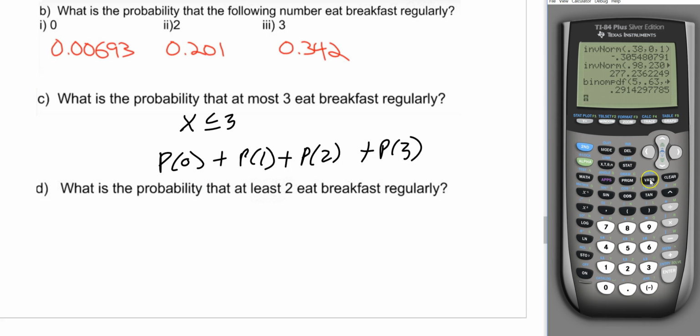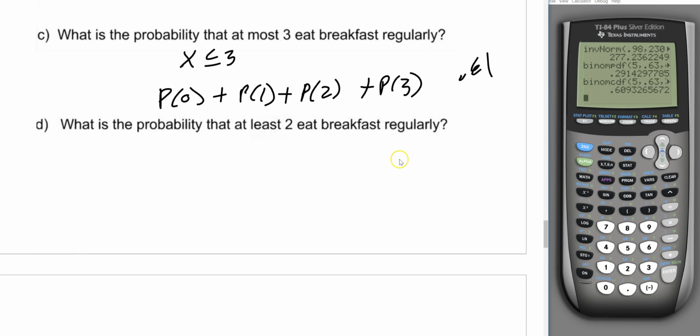So you have second distribution, binomial CDF. Right, so now CDF we're doing cumulative. This is the right way I want it. So I'm going to type in, it was 5 teenagers eating food, it was 0.63, and I want 3. Hit enter, and you get your probability, about 61%.